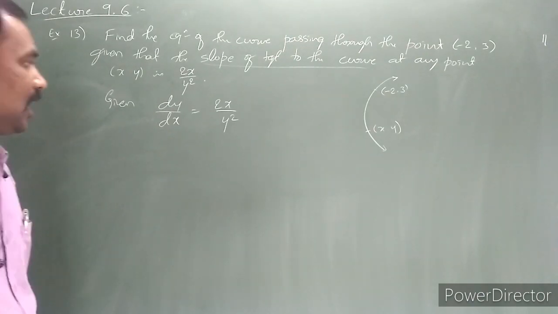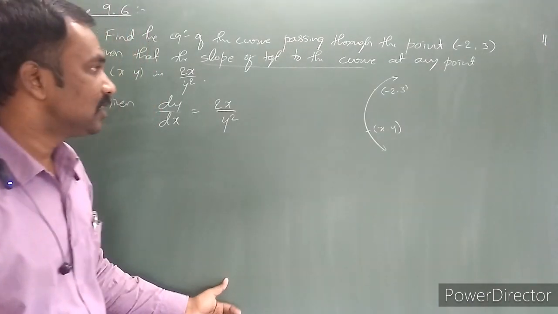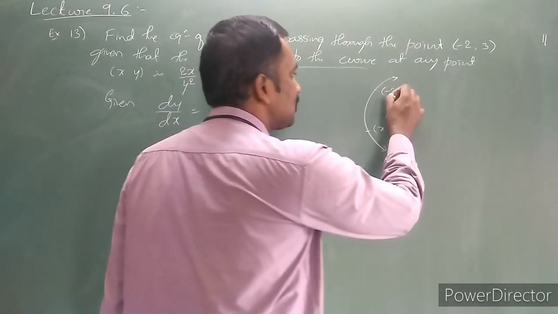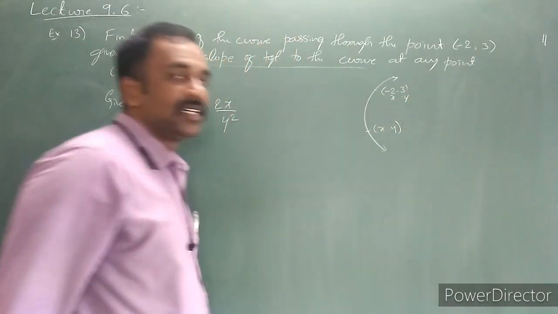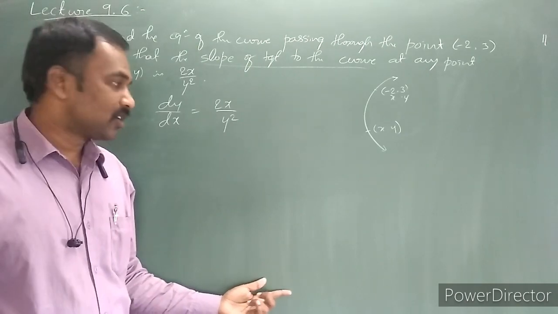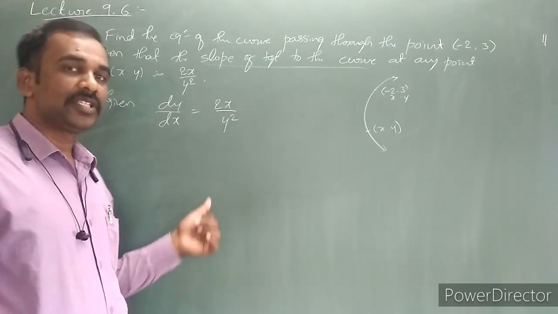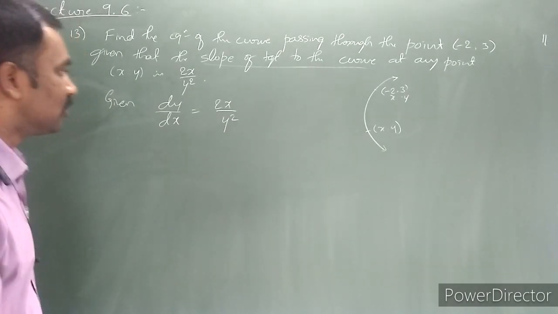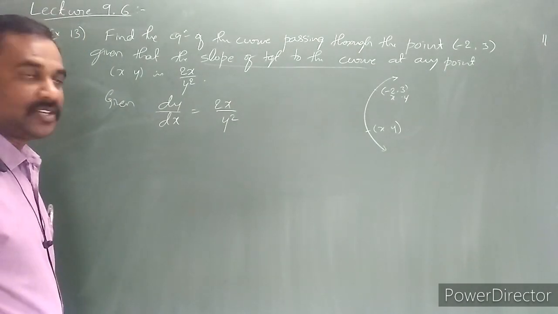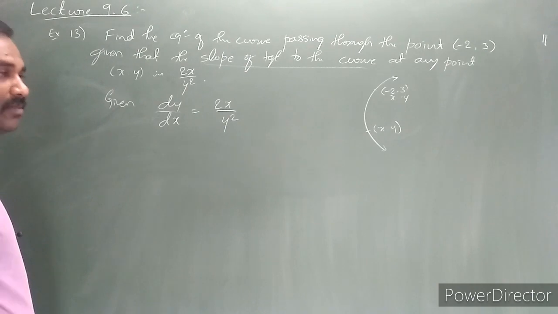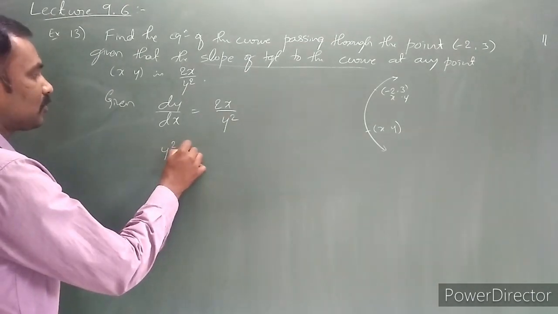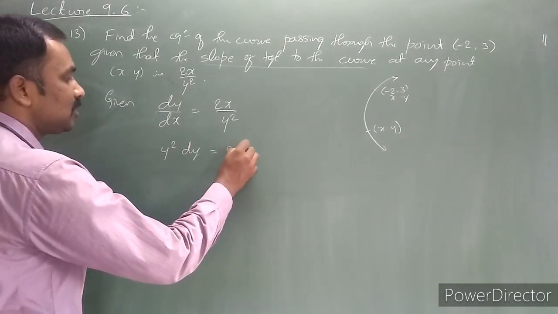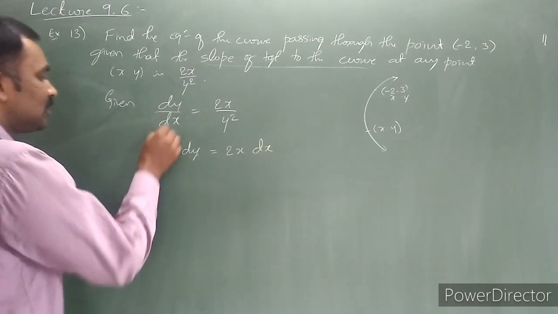Separate the variables and we will get the general solution. In that general solution, we replace the x and y values and get the required constant. Replacing that constant into the general solution, we get the particular solution, that is y is equal to. Okay, pause the video and try to solve it. Separate the variables: y square into dy is equal to 2x into dx.